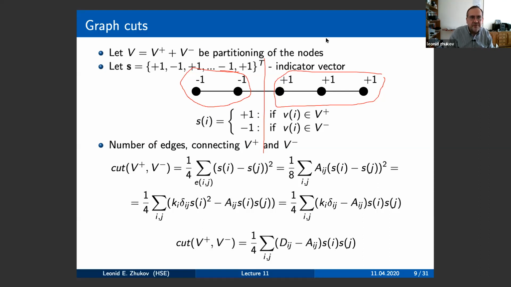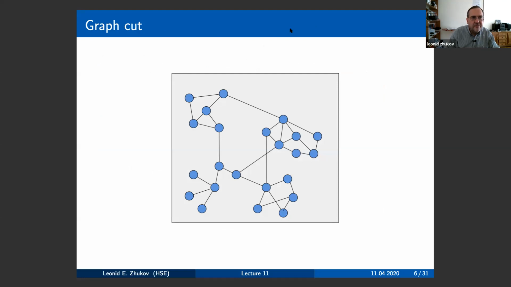So if I go back for a sec, this is inconvenient. If I go back here and try to do what I just described, let's say this is a partition. Then I'll assign to each of these nodes label +1. So each of those nodes has label +1. And every single node here will have label -1.